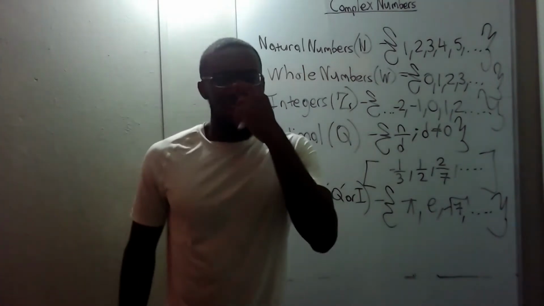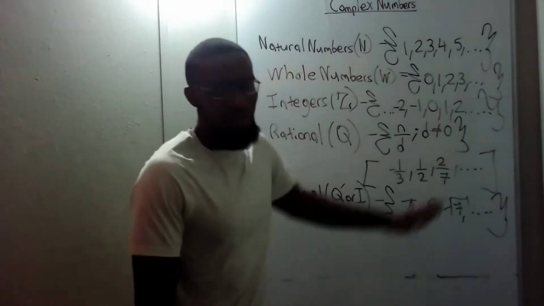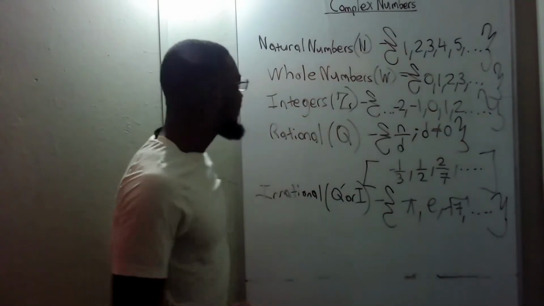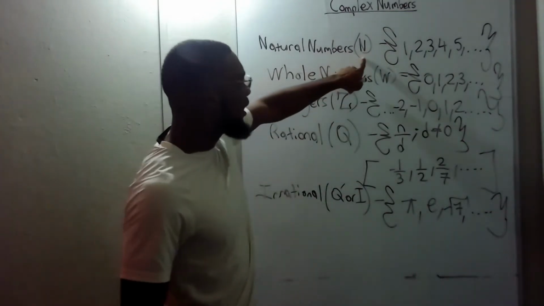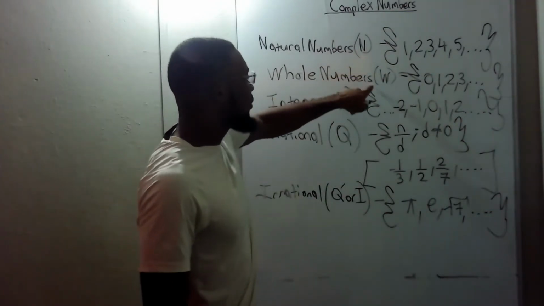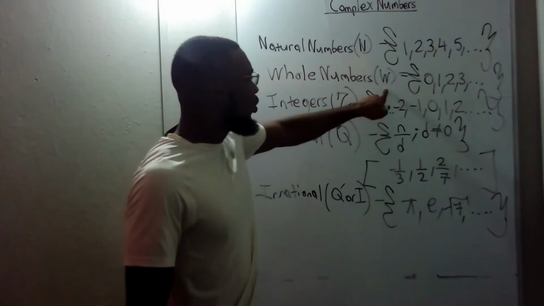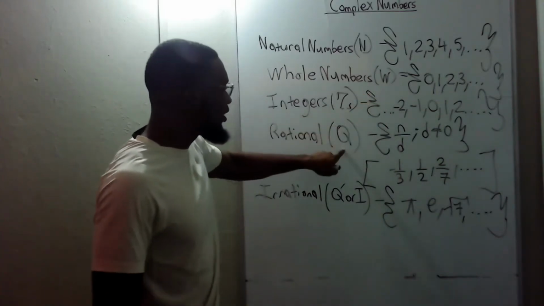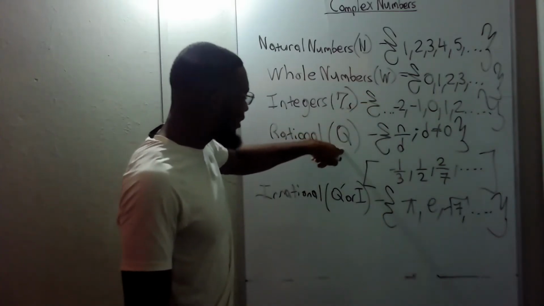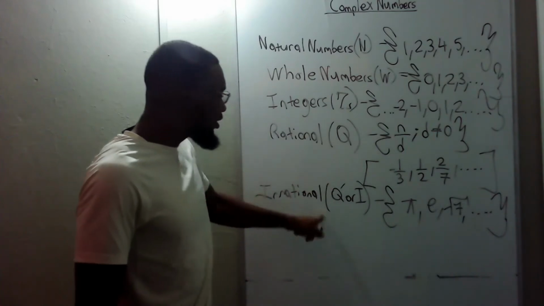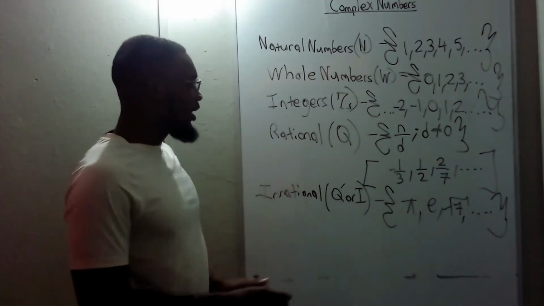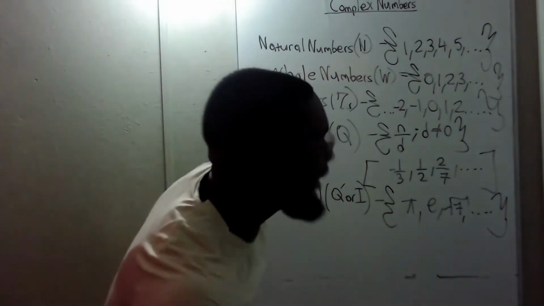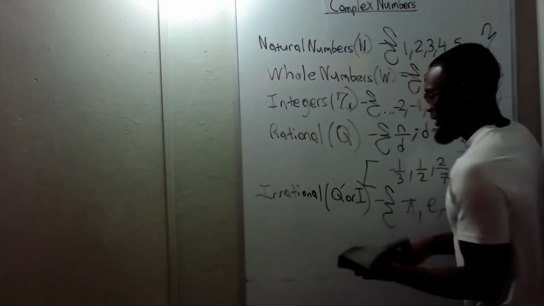And then all of this can be put in a big set. So far what we see is that natural numbers are a subset of whole numbers. Whole numbers are a subset of integers. Integers are a subset of rational numbers, and rational numbers are not a subset of irrational numbers. So we're going to put all of this in set form.